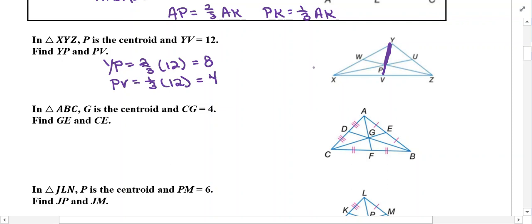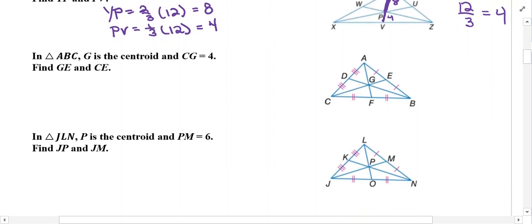Another way to think about this is you could have taken 12 in the first place, divided it by 3, which would give you 4. So each 1/3 of the length is 4. So that would give you PV is 4. This would be 2/3, so that would be 2 times 4, which is 8. So either way that you think about it is fine.